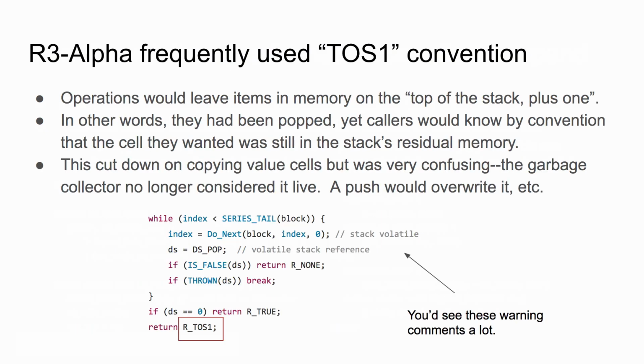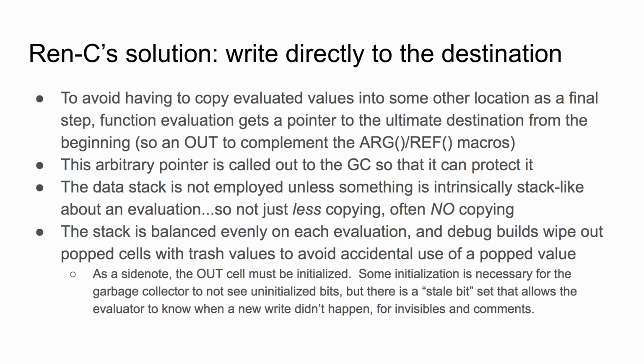Let's talk about a problem that was in R3 alpha. Carl didn't want to move memory around too much. If he could avoid it, he would have something return from a function and know that it was supposed to get the result from the top of the stack. So things wanted the stack to balance, so they would pop things, but then they would tell the code, oh, it's still there. So it balanced the stack, but it kind of lied. It was kind of confusing, with warnings like, by the way, this pointer is going bad and could be wrong. So we don't do that.